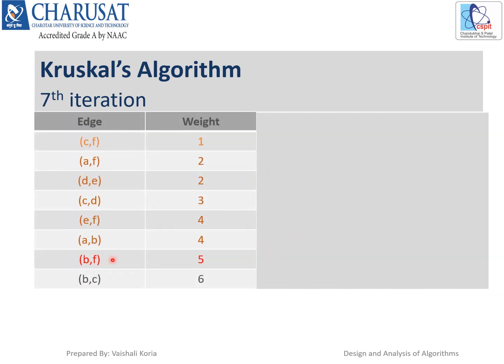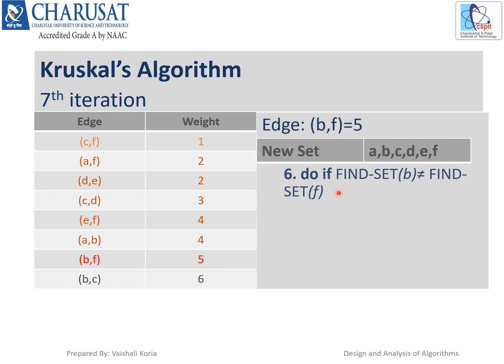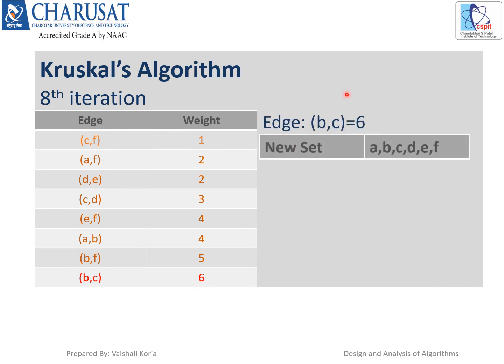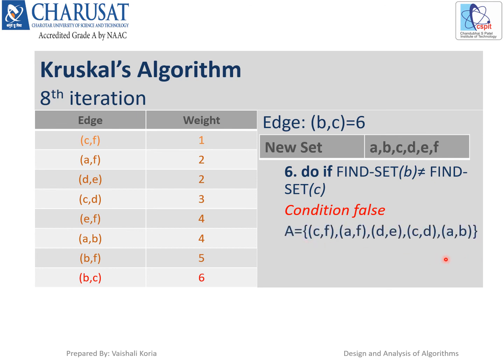In the next iteration, it is the turn of the edge BF. Now the representative sets of these two vertices B and F are the same because both are in the same set. So that particular edge cannot be added to the solution set. In the last iteration, BC will be taken. The representative sets of B and C are the same because they are in the same set. So that particular edge also cannot be added to the solution set. So the solution set is this, where 5 edges are added.